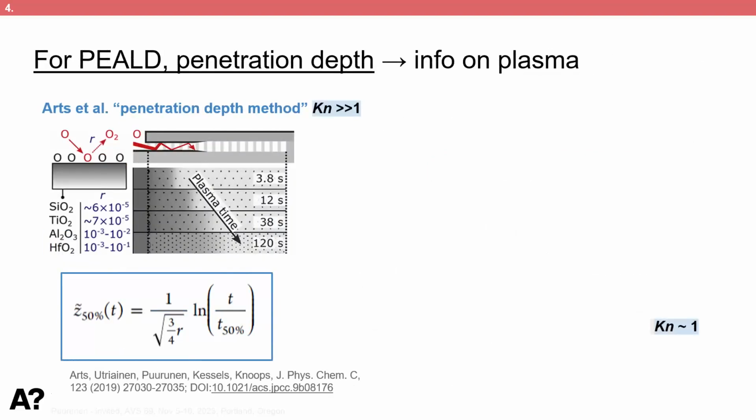And that's not the only thing that Karsten Arts was clever with. He also developed what I here call the penetration depth method to extract information of plasma recombination probability. Actually, this is for the neutrals, from observing the penetration depth. So it's an oxygen radical recombination probability.